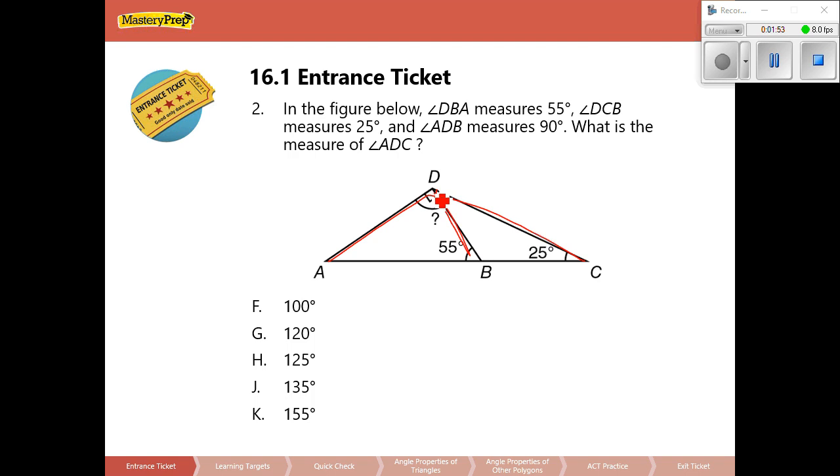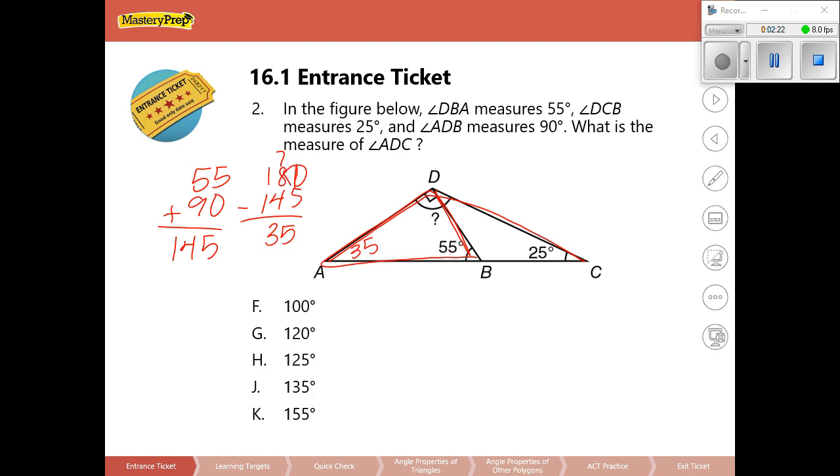Well, this triangle here, well, any triangle, the angles add up to be 180. I know that one of the angles is 90 and the other is 55. So we say 55 plus 90 would be 145. And if we subtract that from 180, we get 35 degrees. So that angle there is 35 degrees.